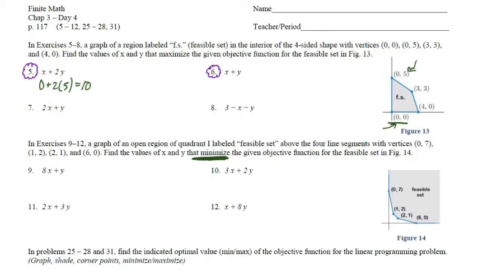How about 3, 3? If you plug in 3 for x and 3 for y, you get 3 plus 6, which is 9, so that is not a winner. And then how about 4, 0? If you plug in a 4 for x and a 0 for y, we just get 4, so that's not a winner. So our winner is the point 0, 5 in this case. So 0, 5 gives a max value of 10.